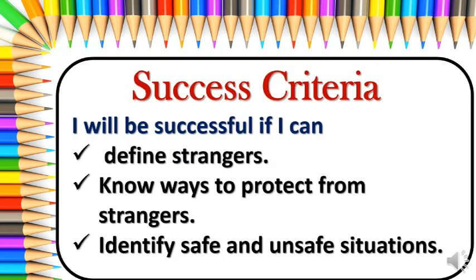And you have to know who are strangers and how to protect yourself from strangers. So you have to know strangers and how you can keep yourself protected from certain people. And you have to identify safe and unsafe situations. So that's all for the success criteria. Now we will be moving on to our lesson.